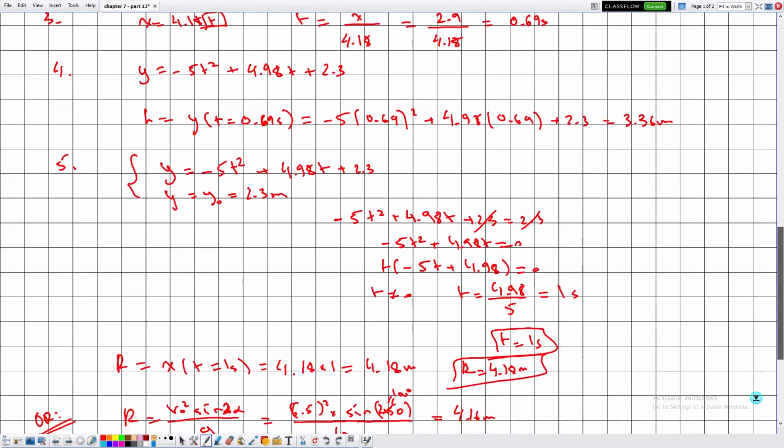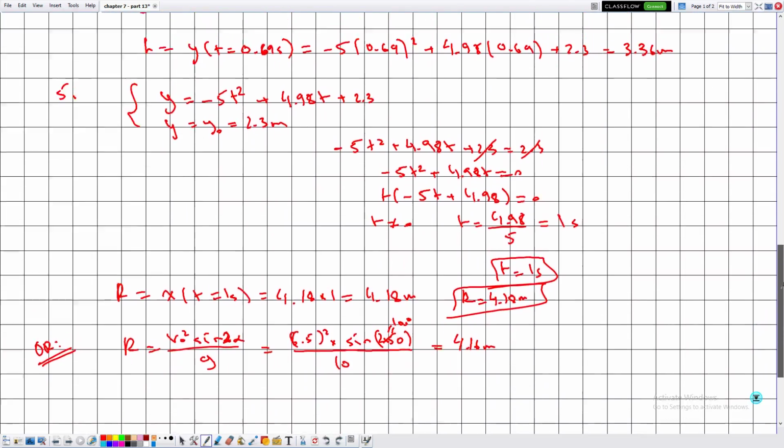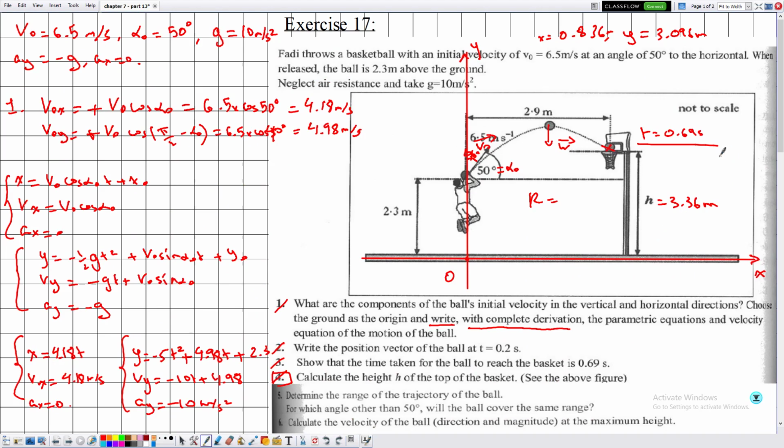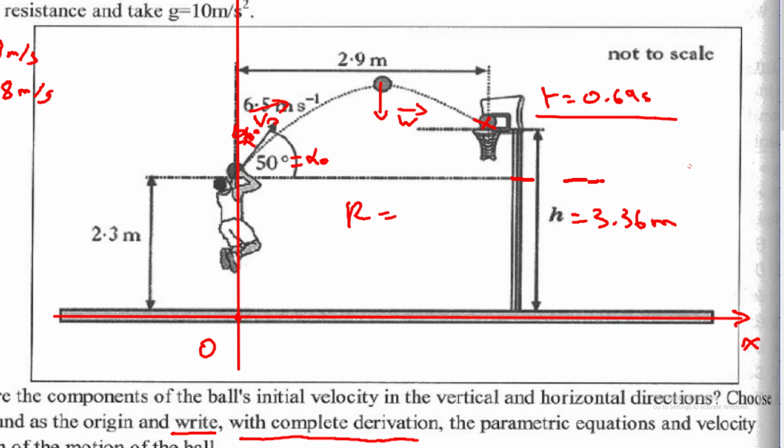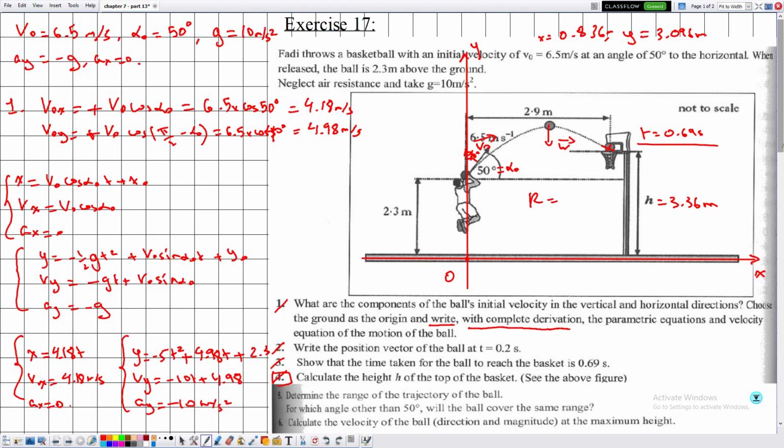What else? I also wanted to make the following remark, that we can also achieve this range, which is given by 4.18 meters, by another shooting angle. This angle is given by 90 degrees minus 50 degrees, which is equal to 40 degrees. So here this man can also achieve this range, but not this point, by another shooting angle, which is given by 40 degrees. Okay.